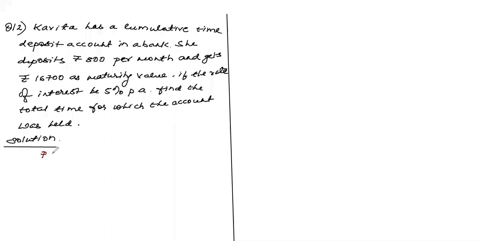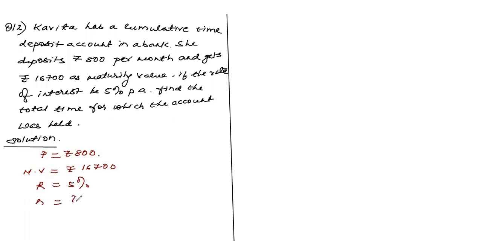Matlab P kitna hai beta? Rupees 800 per month. She gets rupees 16,700 as maturity value. What is the maturity value, children? Rupees 16,700. She gets it as maturity value. Now, if the rate of interest be 5%, rate of interest R is equal to 5%. Find the total time n.